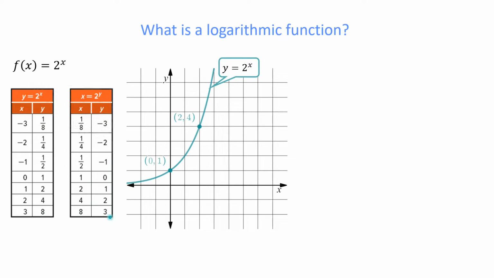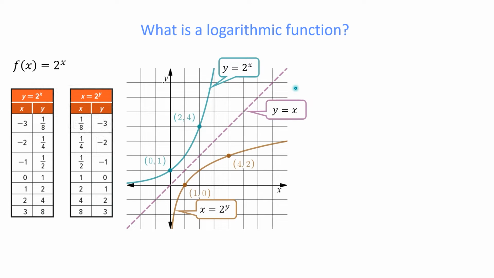Now, if we graph this, you can see this is what the graph looks like. And we can see there's an x-intercept at (1, 0). And you can see that the y-axis is an asymptote for this inverse function. And just lastly, we can see it's been reflected in the line y equals x.